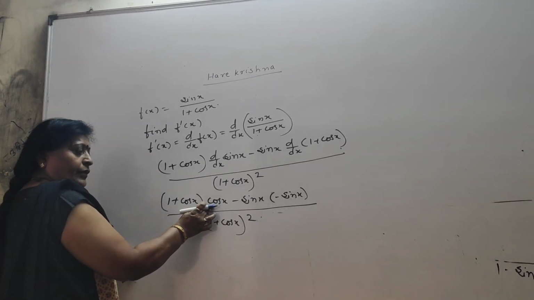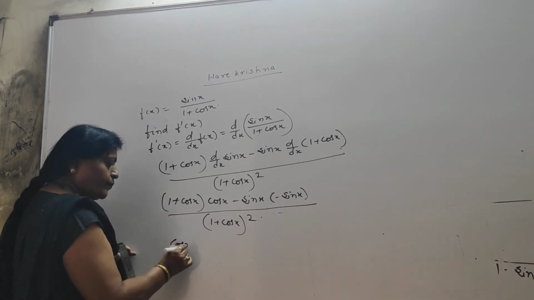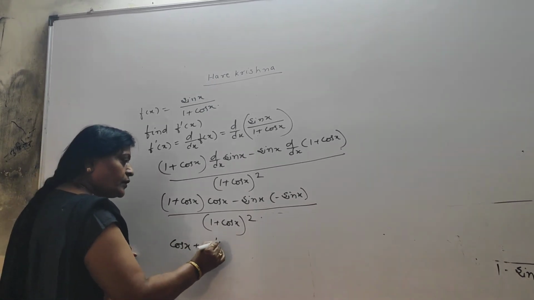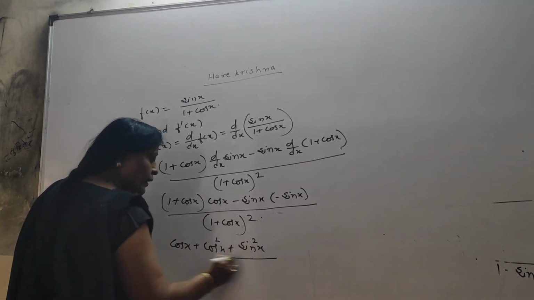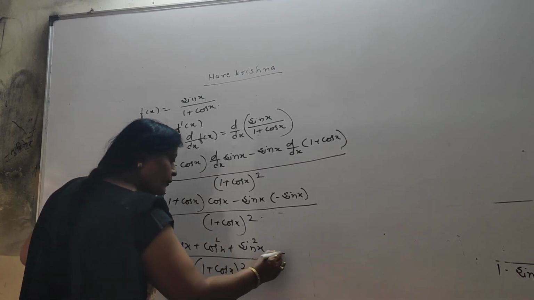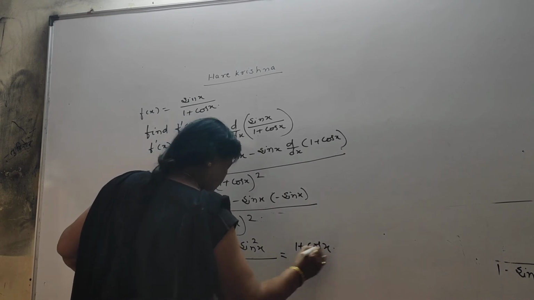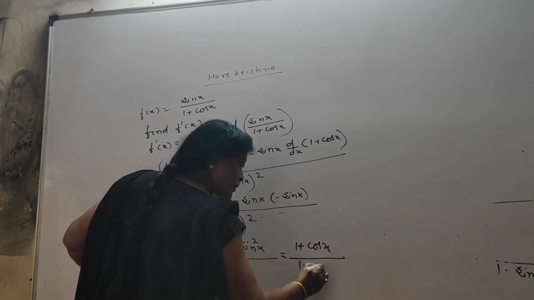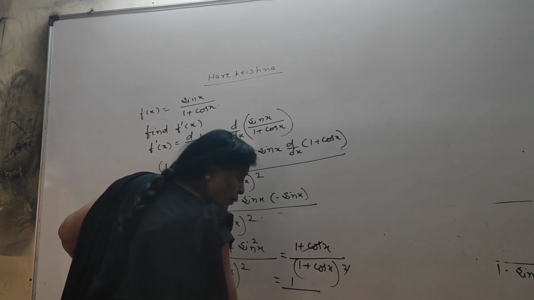You can multiply cos x to this bracket and open the bracket. Cos x into 1 is cos x, cos x into cos x is cos square x, minus minus plus sin square x, divided by 1 plus cos x whole square. Sin square x plus cos square x is 1, so 1 plus cos x divided by 1 plus cos x whole square. This gets cancelled, 1 upon 1 plus cos x.